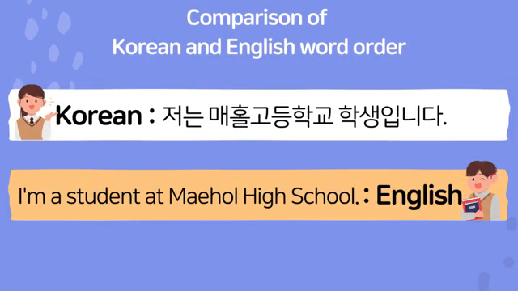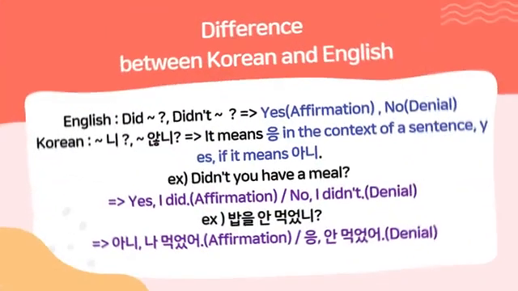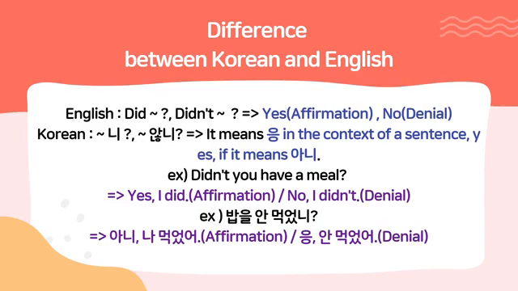Let's look at an example. In the sentence "I'm a student at Maehol High School," both started with the subject, but Korean is a structure in the order of complement and verb, while English is a structure in the order of subject and verb, and then complement. Also, whether the opponent asks "did" or "didn't" in English, yes is expressed as a positive meaning, and no is expressed as a negative meaning. On the other hand, there is Korean. Don't you think I asked you to use yes if it means yes or no if it means no in the context of the question sentence?